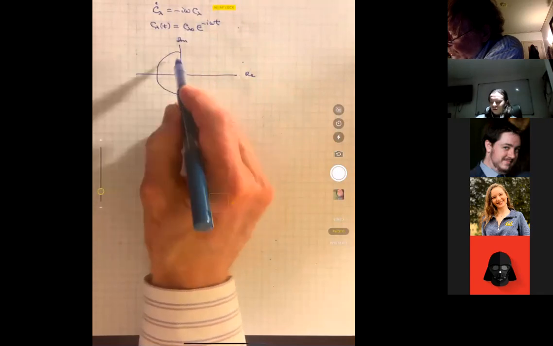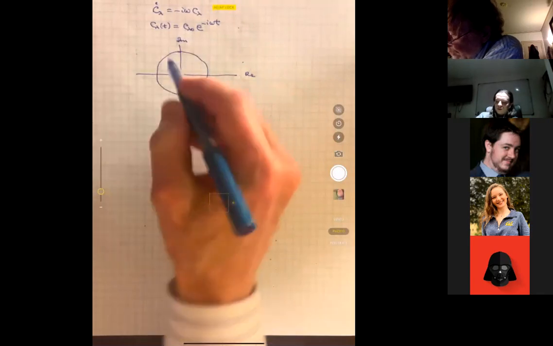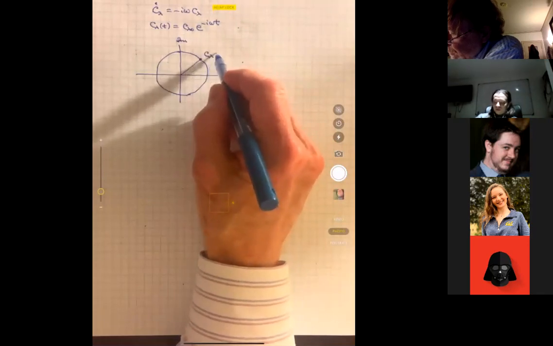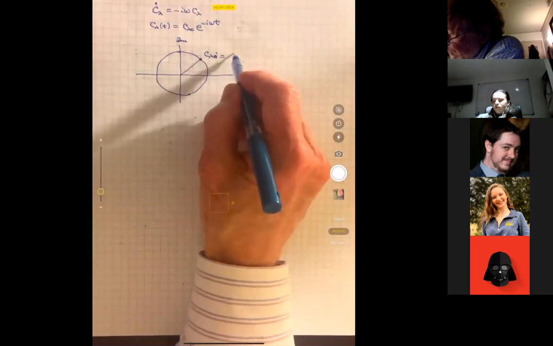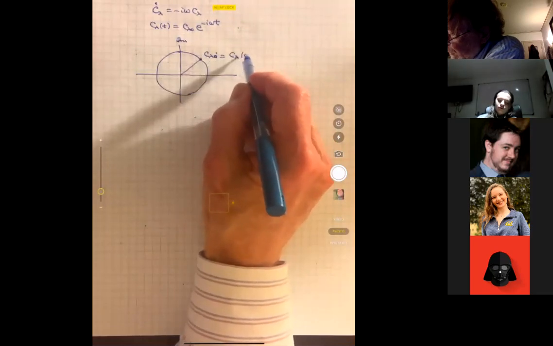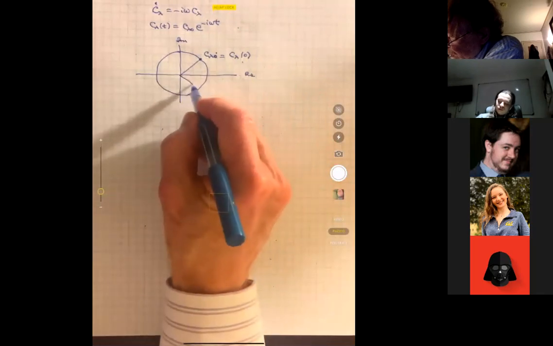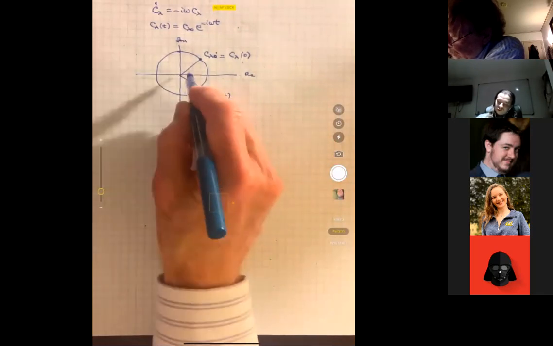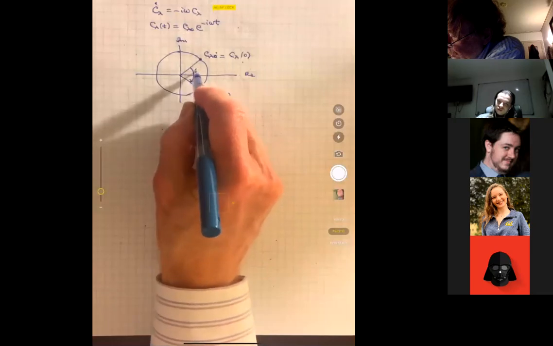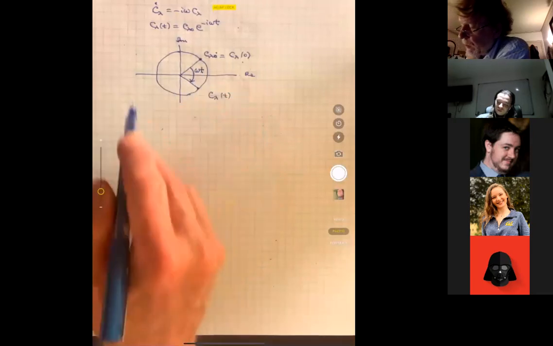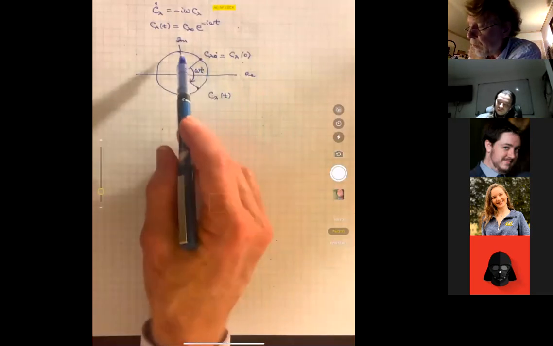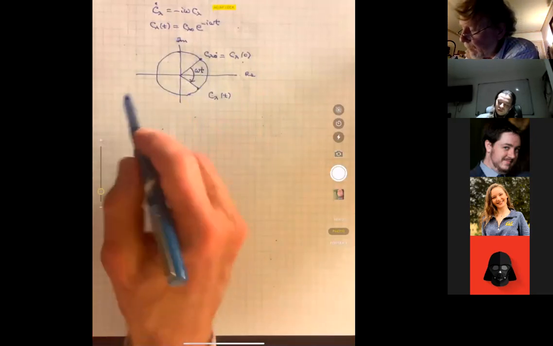So it looks like this. If I have the initial condition here, C lambda of 0, C sub lambda of 0, and at a later time, I've got C sub lambda of t, like so. The angle evolved in this direction, and that angle is omega t, where omega is the frequency of the mode in question. So the mode amplitude just goes around and around the circle.